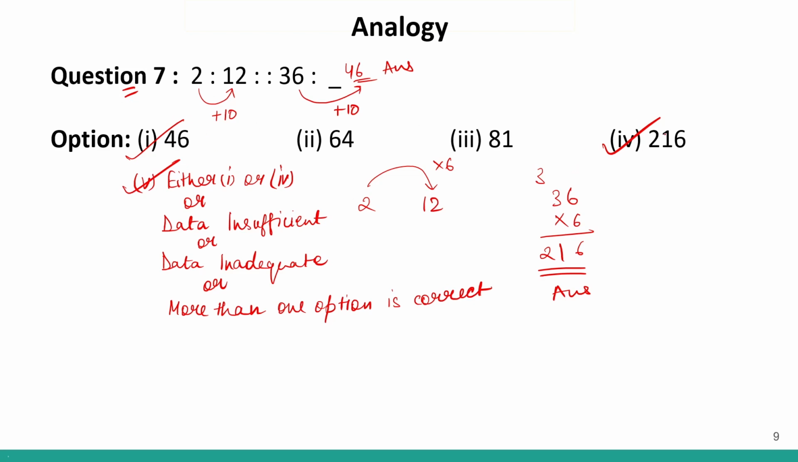If 46 is correct, this will be 215. Or if 216 is the logic that the examiner is following, then this will be 45 or 47. It will not be 46. So either you will get one correct answer only. If you are getting more than one correct answer, then you have to mark this option.